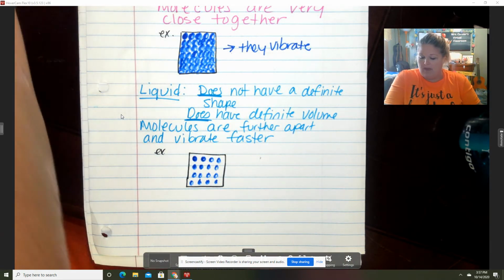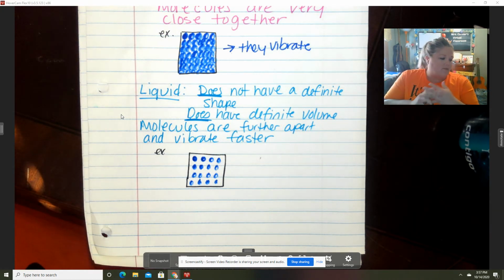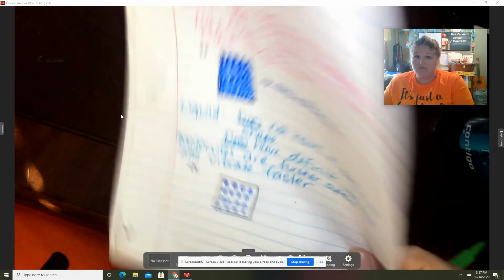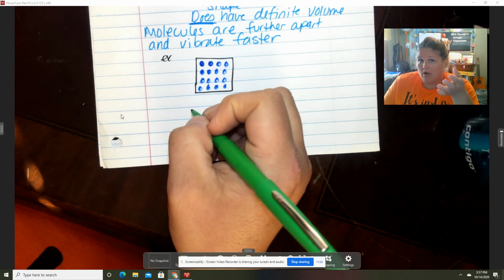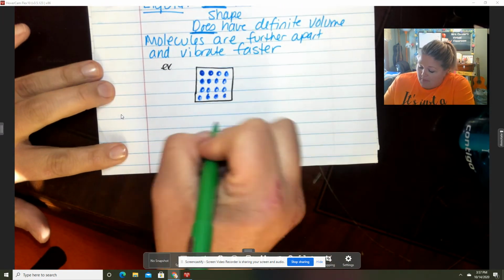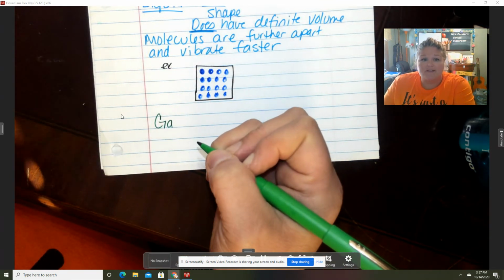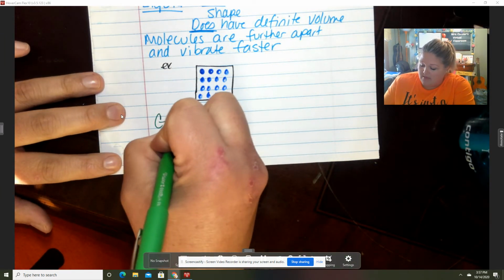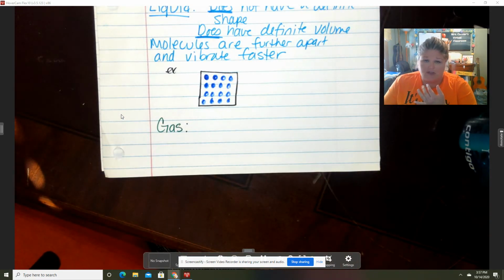Then there's gas, and that's the air: oxygen, carbon dioxide, helium. Those are all types of gases. I want to point out we're not talking about gas that you put in a car, because that's a liquid called gasoline. We just say gas for short. There's gas vapor that is a gas, but gasoline is a liquid. A gas does not have a definite shape or definite volume, and it's going to fill up any space that it can.